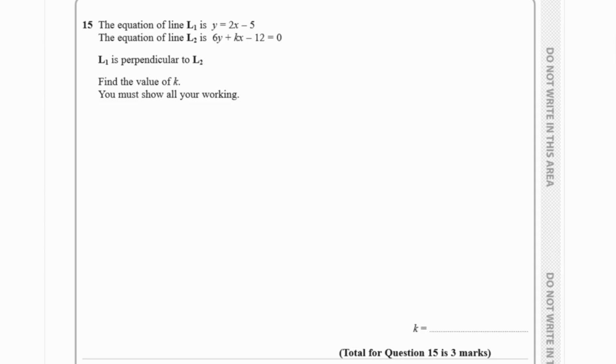So for L1, we know that 2 is going to be the gradient. So we can just note that by writing down that the gradient of L1 is equal to 2. And for L2, we first need to put this equation in the form y is equal to mx plus c in order to find the gradient. However, we've also been told that L1 is perpendicular to L2, which means that the gradient of L2 is going to be the negative reciprocal of L1, which will make it negative a half.